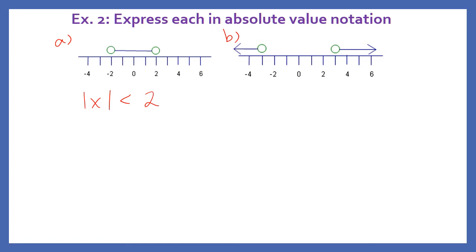B, this first piece on the left, it's at negative 3, and it's more than 3 units away. The piece on the right is at positive 3. I'm pointing outwards, anything bigger than 3 away. Open dots, absolute value of x greater than 3.